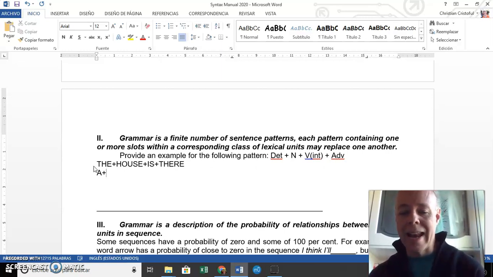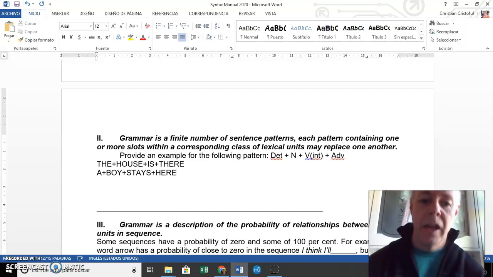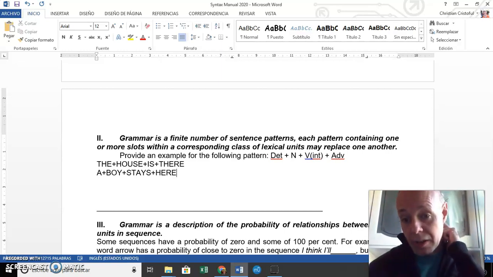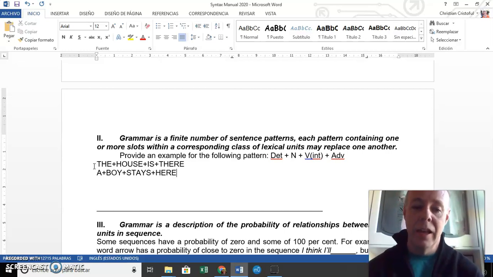A plus a noun, a boy, plus a verb, stays, an adverb here. A boy stays here. And we can keep adding words and words and words in an infinite manner. But the pattern is always the same. Determiner plus noun plus verb plus adverb. Like that. And there are 5 other patterns that we're going to study later.